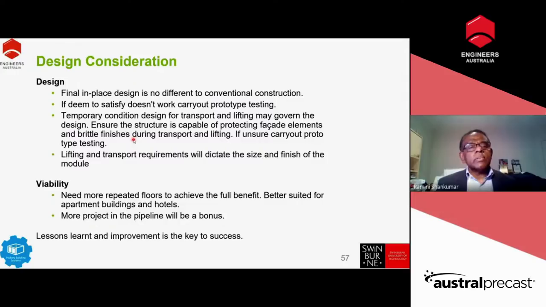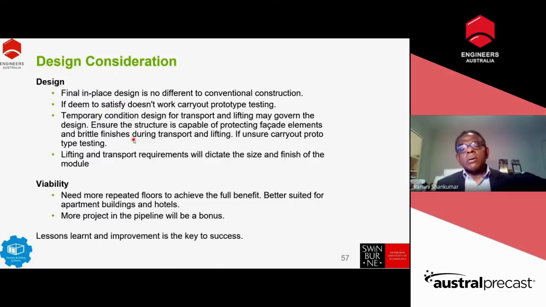So when you do that, we have design considerations, isn't it? The final in-place design is no different to conventional construction. If deemed-to-satisfy doesn't work, AS3600 2018 and NCC 2019 allow you to do some prototype testing. It's a performance-based solution. Temporary conditions might govern; you must make sure transportation and lifting may govern the design. Ensure that the structure is capable of protecting the facade elements, the brittle structure. You must have some articulated joints and bracing and things like that during lifting.